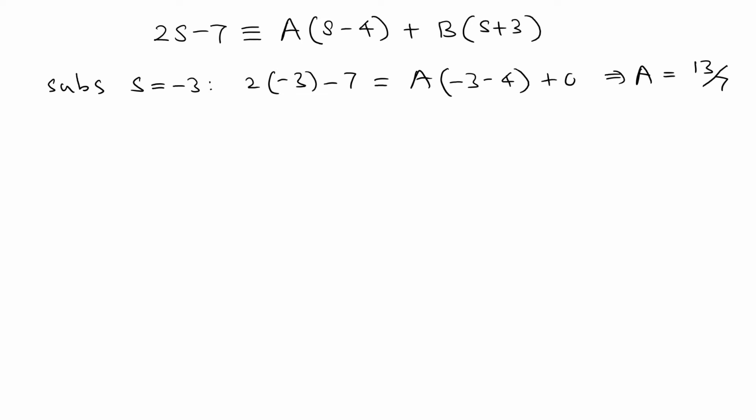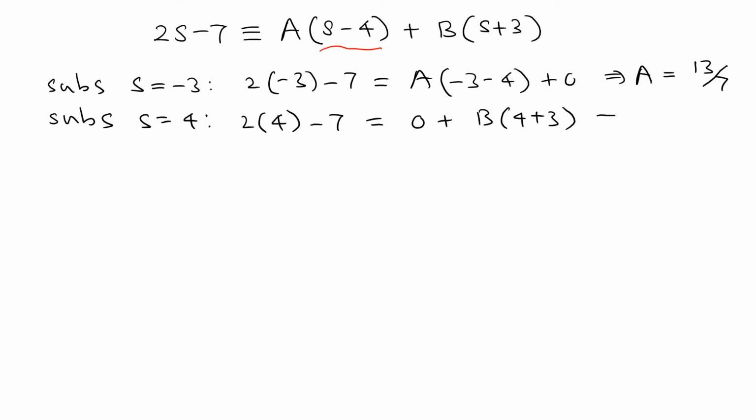And then similarly, to find B, we're going to make the first term 0. You can see that to make the first term 0, you set s equal to 4. So that's the idea: substitute s equal to 4. When you do that, you get 2 times 4 minus 7 equal to, the first term is 0, the second term is going to give you B times (4 plus 3). And that is going to give you the value of B, which is 1 over 7.